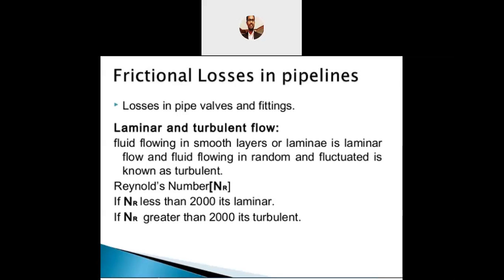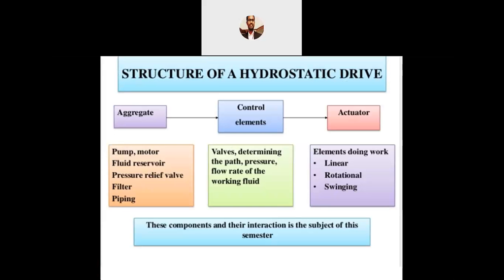Fluid flowing in smooth layers or laminae is laminar flow, and fluid flowing in a random or fluctuating manner is known as turbulent flow. Regarding the Reynolds number, some people say the limit is 1500, and few people say it is 3000. When it comes to hydraulic systems, you can say it is 2000. If the Reynolds number is less than 2000, we call it laminar. If it is greater than 2000, we call it turbulent. Actually, in between laminar and turbulent there should be some transient level also, which we are not concentrating on. Okay. The structure of hydrostatic drive.